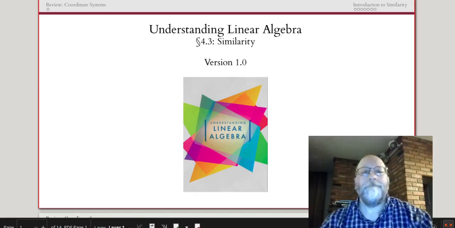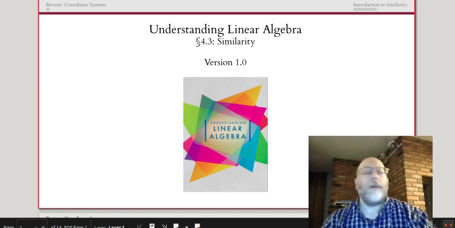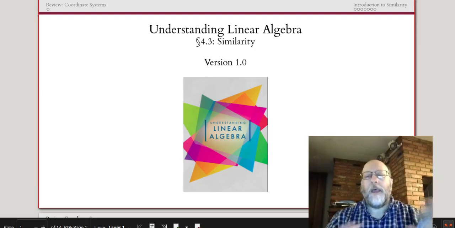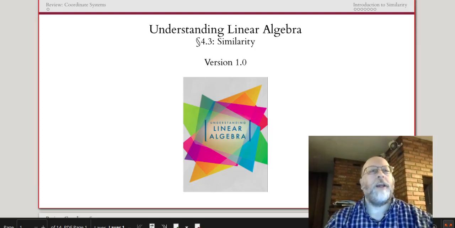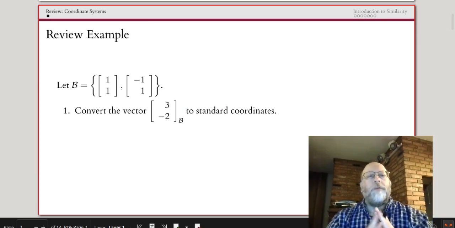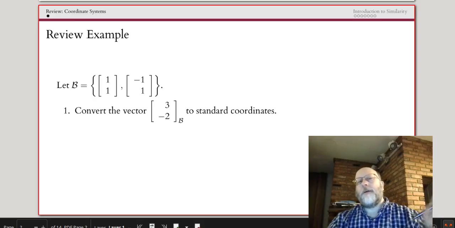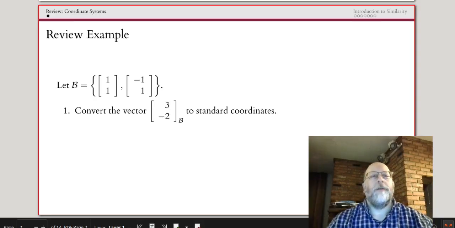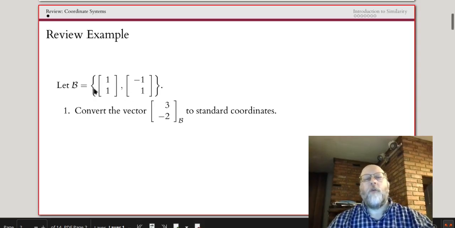We're starting section 4.3 today. This is on similarity. I think this is going to be a pretty short video, but let's go ahead and get started. So I want to review some things that we saw way back on the day 10 video about converting from standard coordinates to alternate coordinates and back and forth.